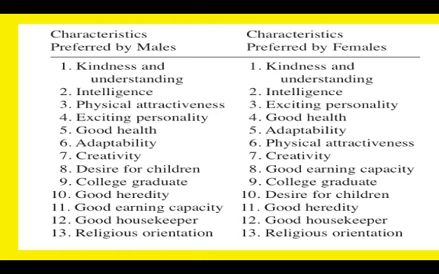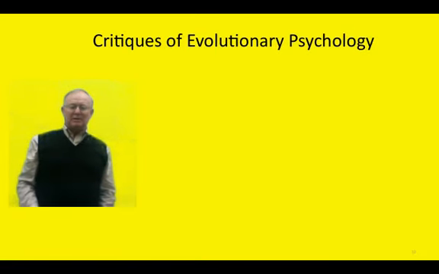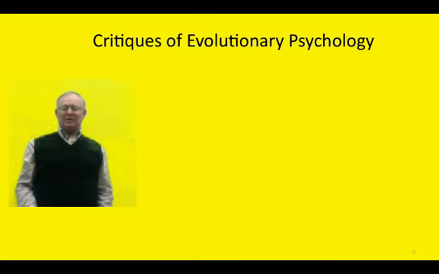The upshot of this list and other similar lists is that males and females actually look for very similar qualities in potential mates. And this runs somewhat counter to the idea that there are innate and powerful differences between males and females in terms of preference for mates. Now let's look at some of the critiques of evolutionary psychology.